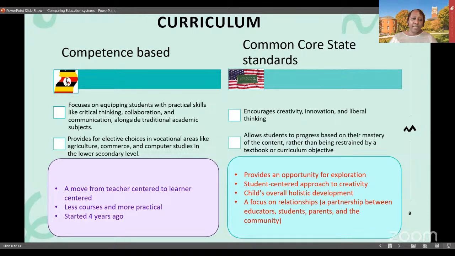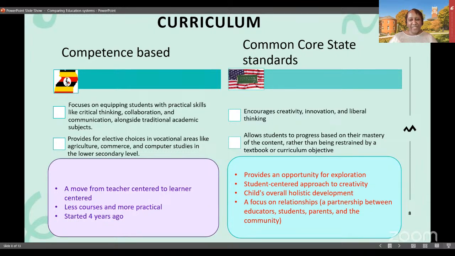It is fewer courses and more practical, and they're moving away from teacher-centered to learner-centered. And this is just the lower secondary level. My understanding is that it will soon move to the upper secondary. I don't know about the primary.